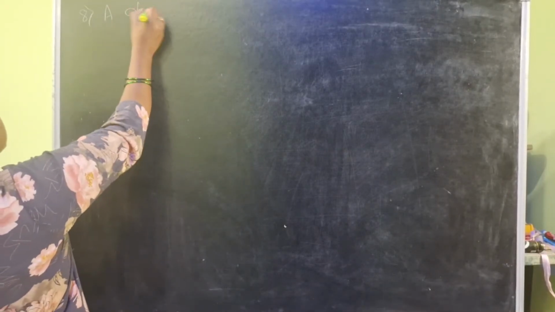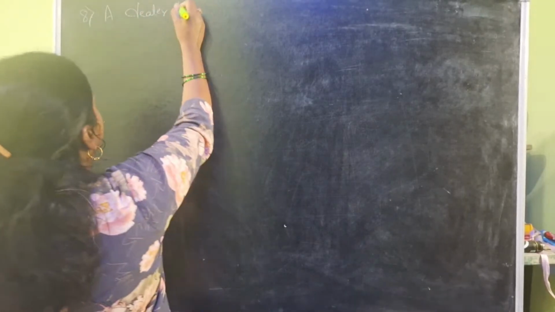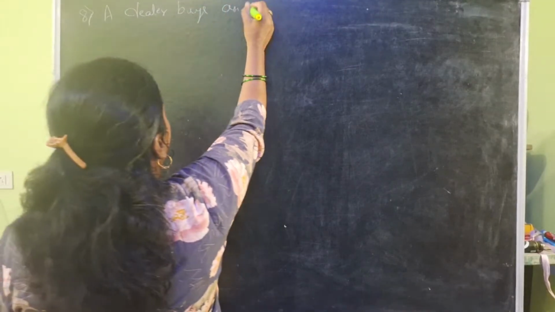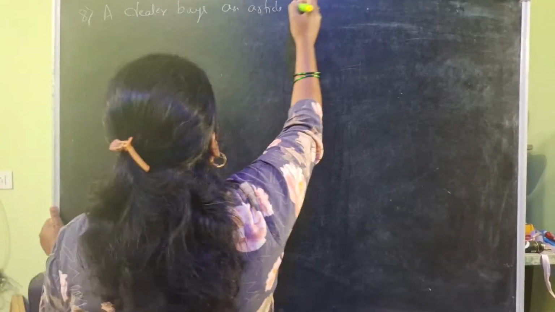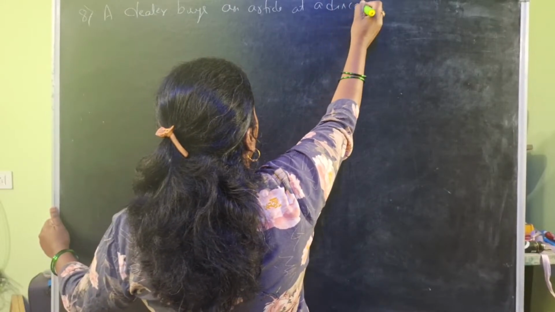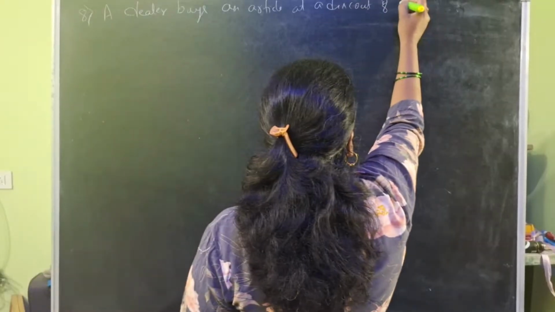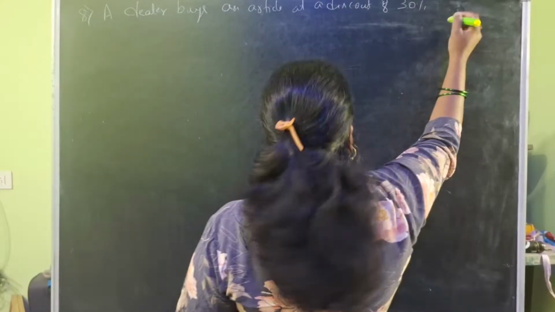A dealer buys an article at a discount of 30% from the wholesaler.